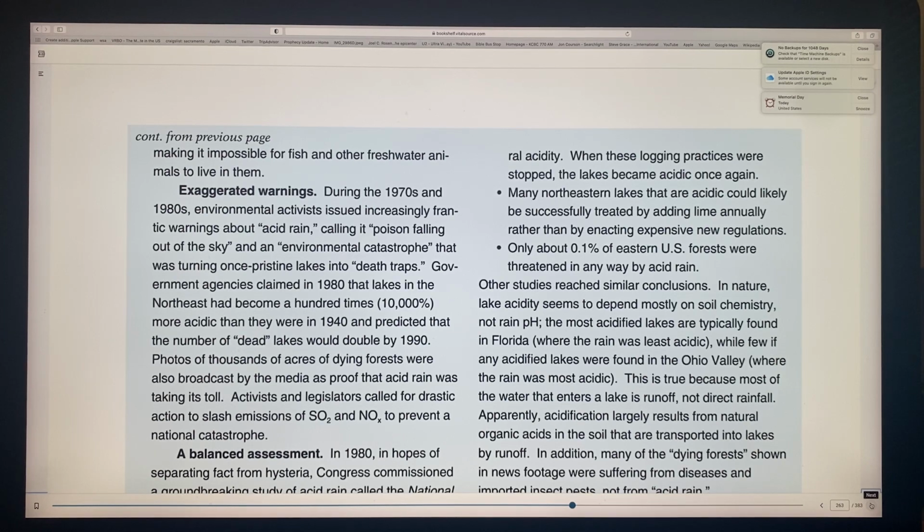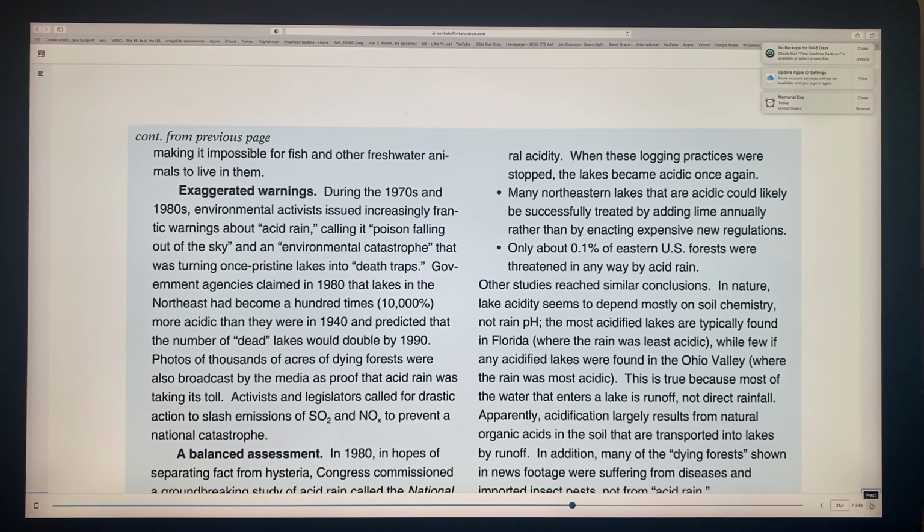They even put out photos of thousands of acres of dying forests to say this is what's going to happen with the dying forest due to acid rain and its toll. And they found out the pictures they took of dying forests were not due to pollution at all, but were due to bark beetles and stuff. So they took these pictures and they didn't even have anything to do with acid rain.